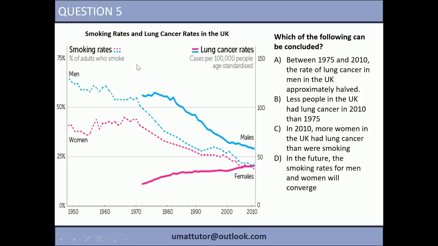So looking at the graph itself, there's kind of a key up the top here. You can see on the left hand side there's smoking rates, and we've got a few dots next to it which indicates that smoking rates are shown by the dotted graph in the table.